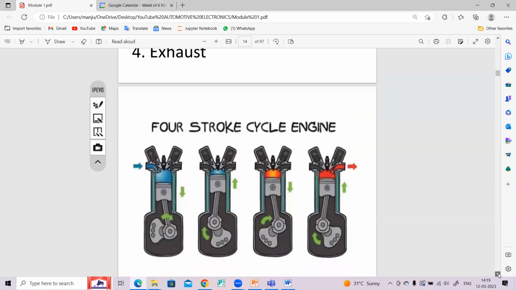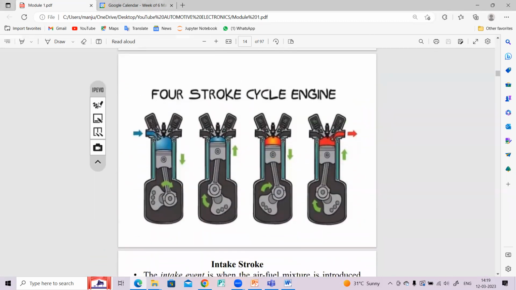Okay, see, this is a four-stroke cycle engine. Whenever intake and exhaust are happening, the air pressure is going to move and it rotates. It starts from 0 to 90, then 90 to 180, 180 to 270, and 270 to 360. Like that.